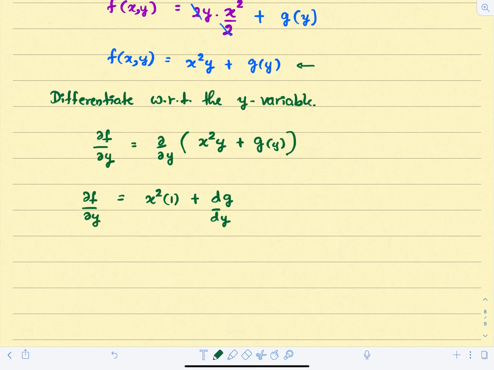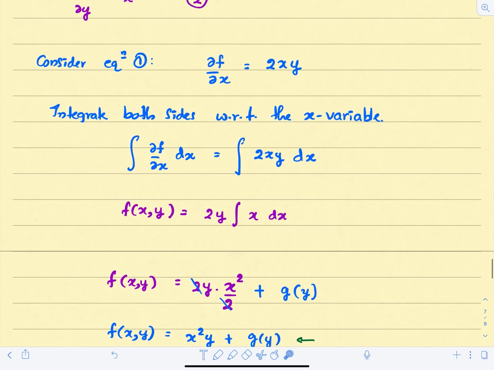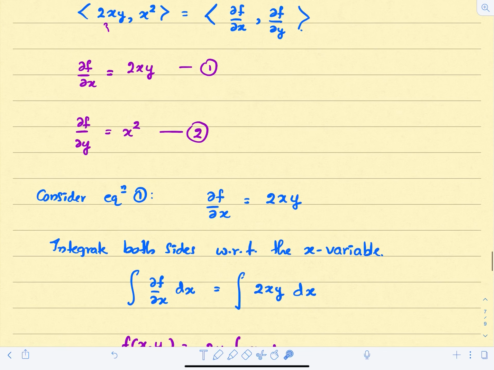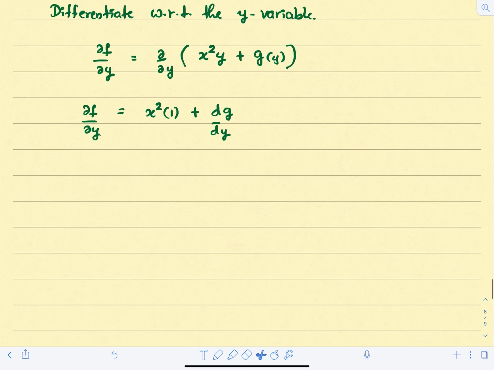But wait, don't we have an exact expression for partial f over partial y? Yes, we do. That's our second equation. So our second equation says the exact value of partial f over partial y should be x squared.